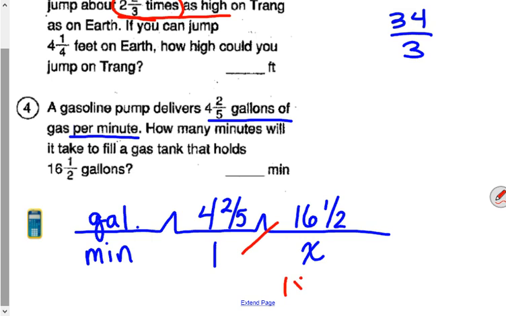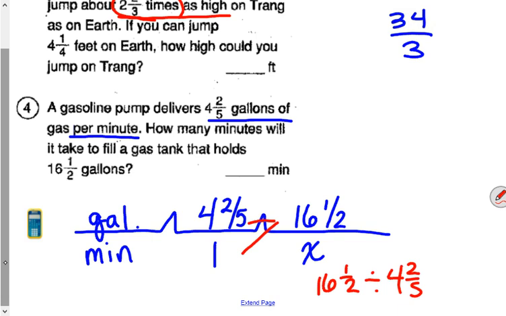So 1 times 16 1/2 divided by 4 2/5, which really we don't necessarily have to multiply by the 1 because that doesn't change our answer. So that tells us the problem we need to do is 16 1/2 divided by 4 2/5. So you should be able to do that on your calculator. Again, this one you're going to have to change the 16 1/2 into an improper fraction first, and that's going to be 33 halves.